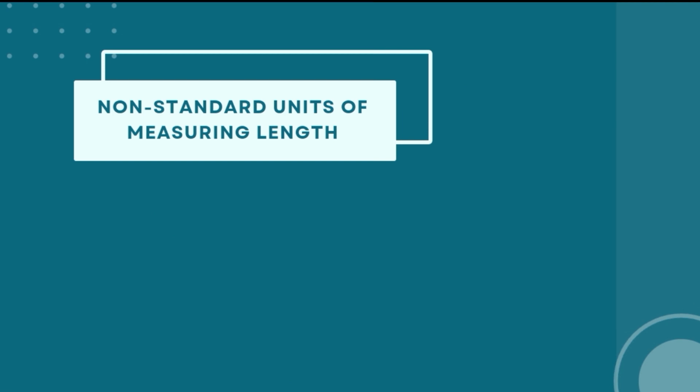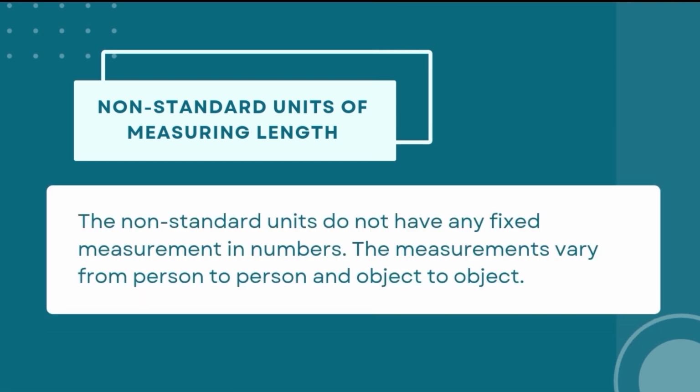So for non-standard units of measuring length, the non-standard units do not have any fixed measurements in numbers. The measurements vary from person to person and object to object. It is called non-standard because it doesn't have fixed numbers for measurements. So it depends on what kind of person or what type of measuring tool or unit the person is using.